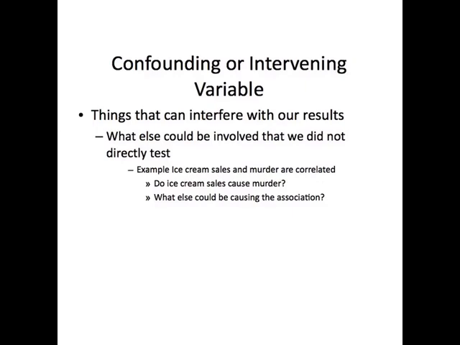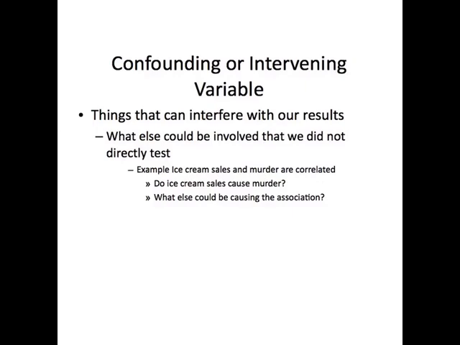So let's take, for example, the association that truly exists between ice cream sales and murder. These two things have been found to be positively correlated, which means that as ice cream sales increase, so do the incidences of murder. Now you may look at these two things and think this is ridiculous, they cannot be associated. And yet statistics show that they are positively correlated. However, as I said before, we can't infer that one causes the other. And that's because there are other things that also might be involved in the association.